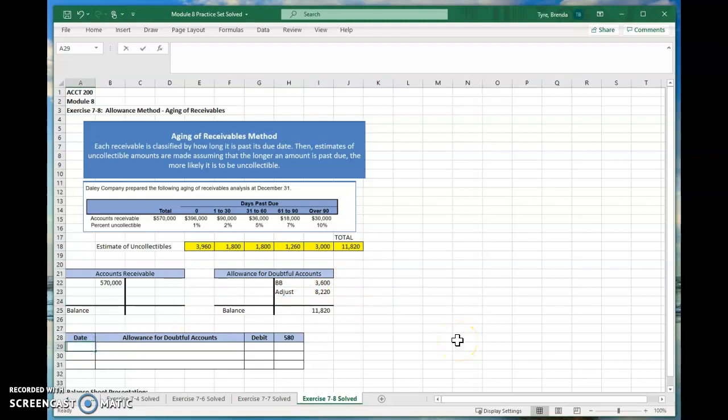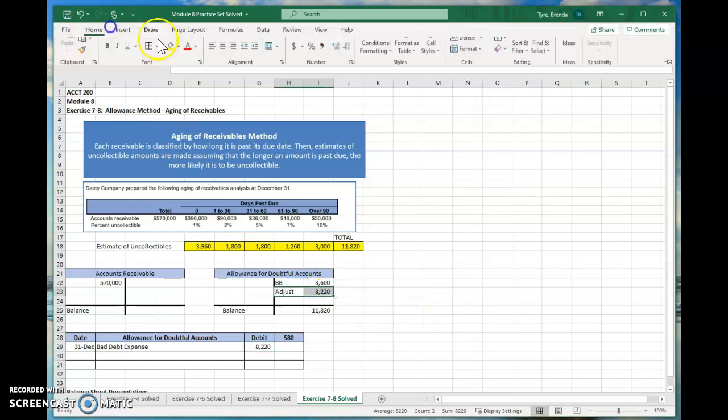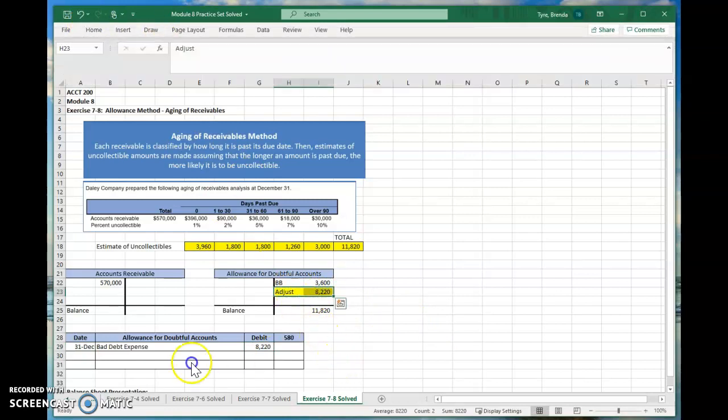So again, I believe we're at 12/31, and we'll say bad debt expense 8,220, our adjustment amount right there, and our allowance for doubtful accounts will be a credit for 8,220.